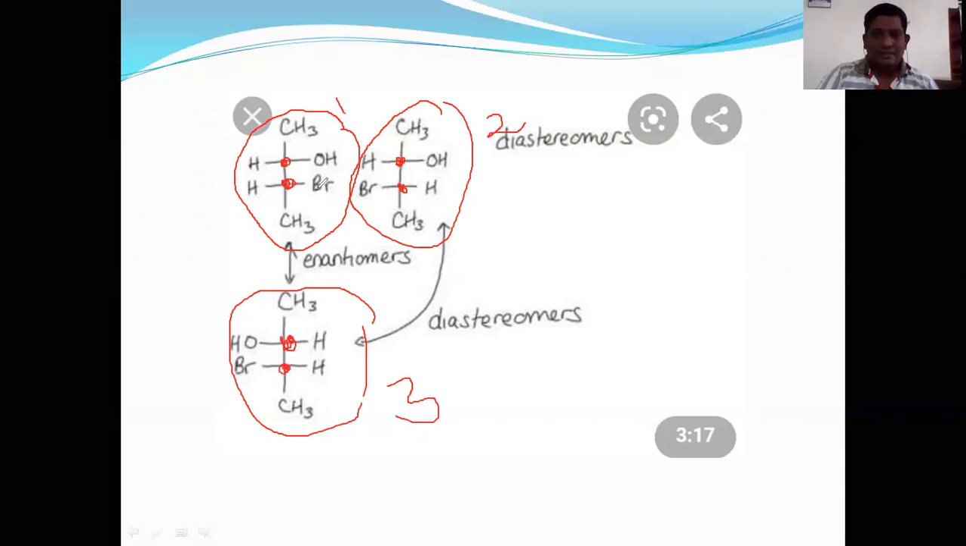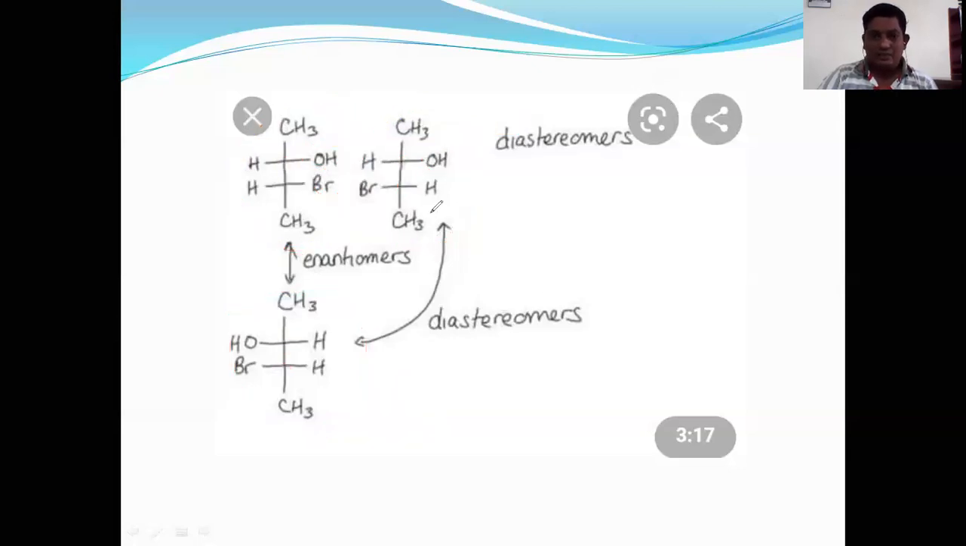Now see here, OH on the right hand side, and here the OH on the right hand side. Bromine on the right hand side, and here the bromine on the left hand side. Now let me have a comparison of which is diastereomer and which is enantiomer. You should identify which is enantiomer and which is diastereomer. These two isomers are known to be diastereomers.